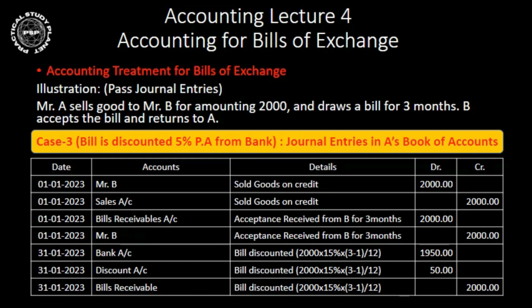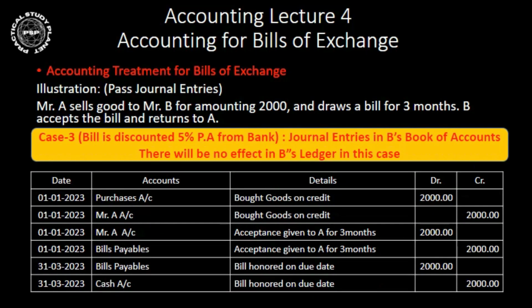This will be in the books of A. In the books of B, it will be normal, the same as before, because there is no effect of the bank transaction. So they will pass the entries in the same way. The purchase debit, Mr. A credit, Mr. A debit, bills payable credit, now bills payable debit, and cash credit.